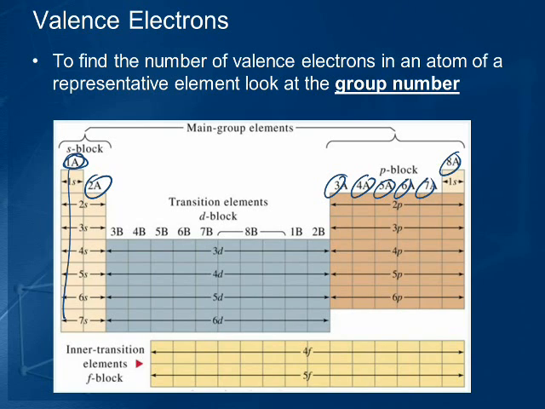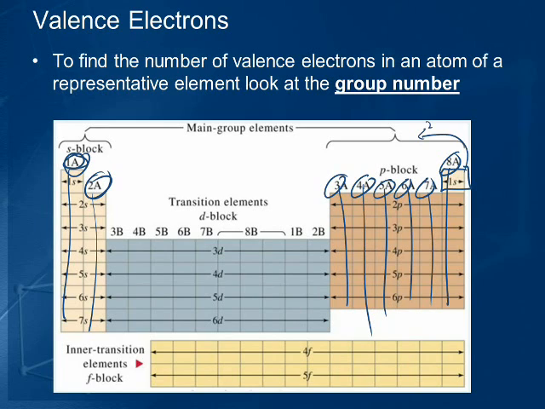Group 1A has one valence electron, one outside electron. Group 2 has 2 electrons in the outermost shell. Group 3 has 3 electrons in the outermost shell. Group 4, 4 electrons in the outermost shell. 5 valence electrons. 6 valence electrons. 7 valence electrons. And 8 valence electrons, except helium, of course, only has 2 valence electrons because it only has 2 electrons anyway.